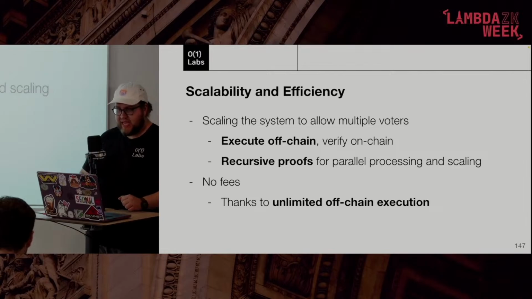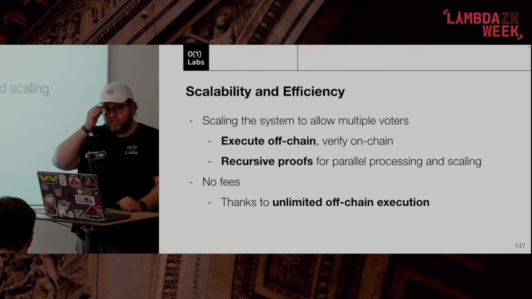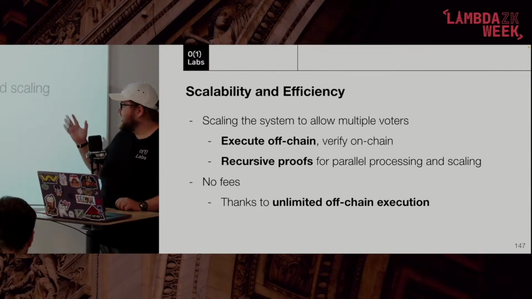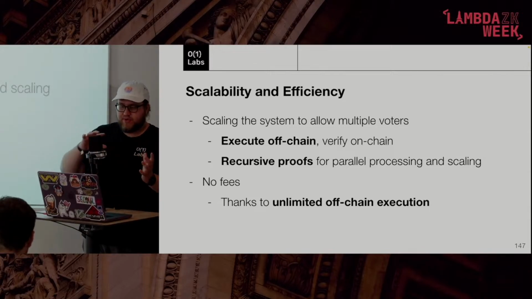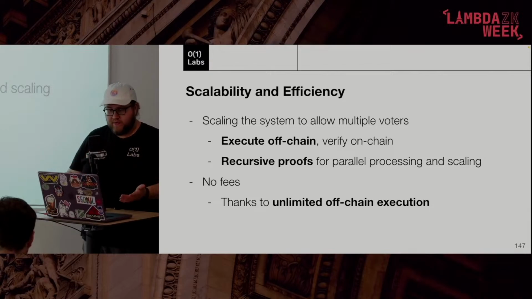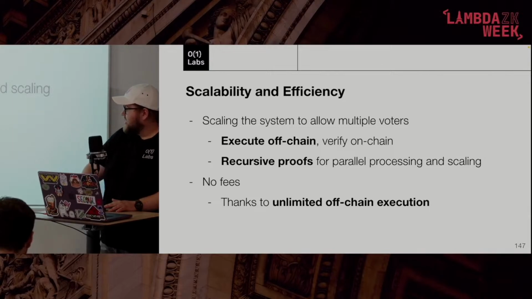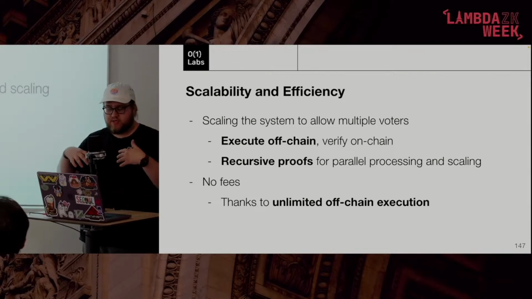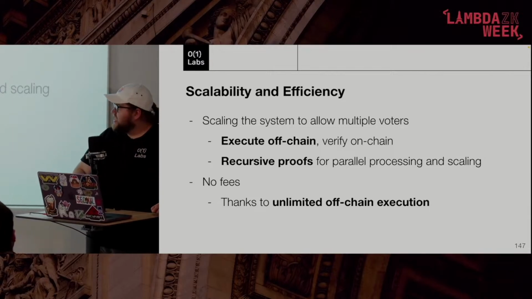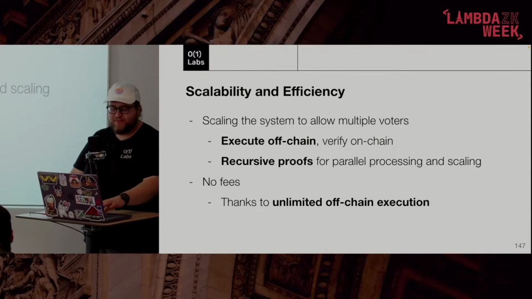For scalability and efficiency, because we are Mina, we want to use off-chain execution and only verify the result on-chain. Because we want to do it off-chain, we want to use recursive proofs for parallel processing and scaling, and additionally, ideally, no fees. We can achieve that by unlimited off-chain execution. We could use, for example, a vote sequencer that takes all those proofs in and then recursively verifies them. That would mean, in theory, there are no fees for users, because no one wants to pay for a vote.